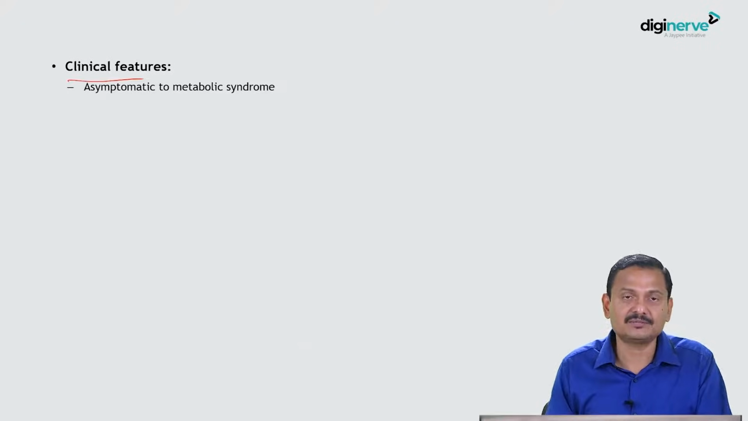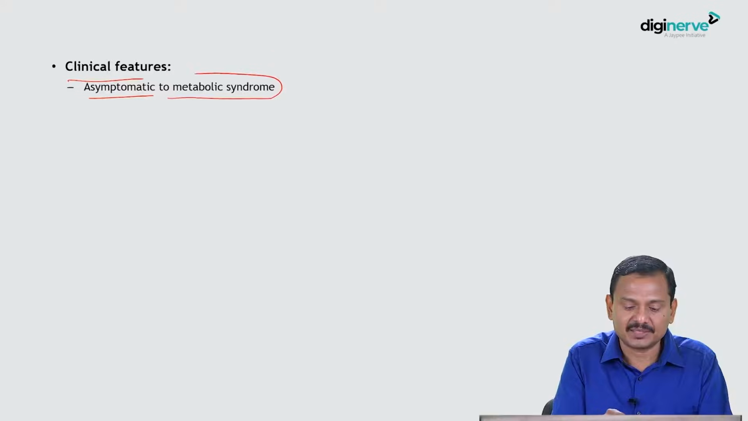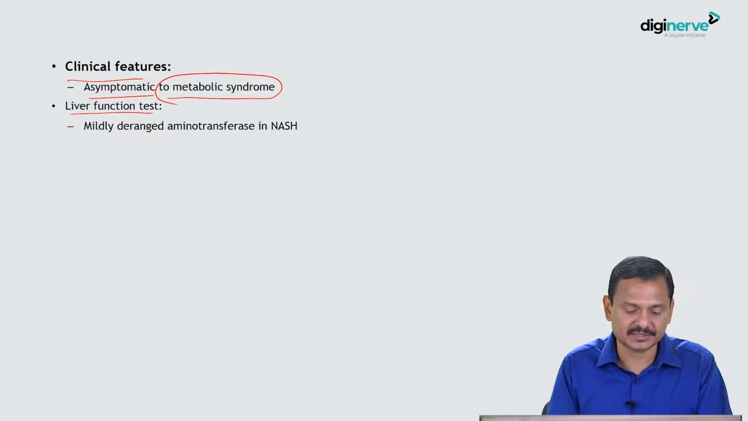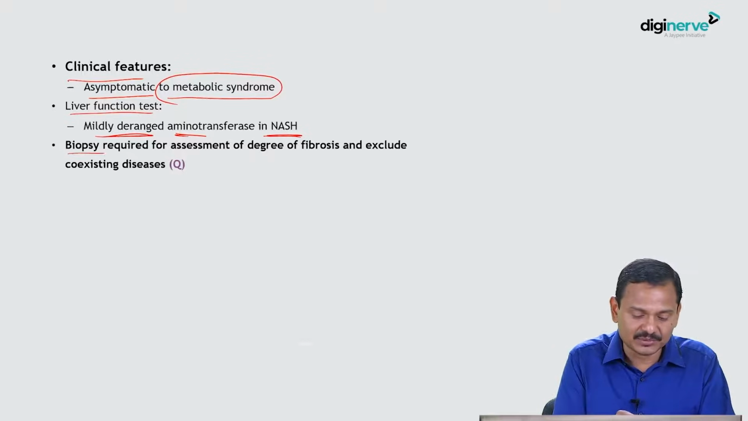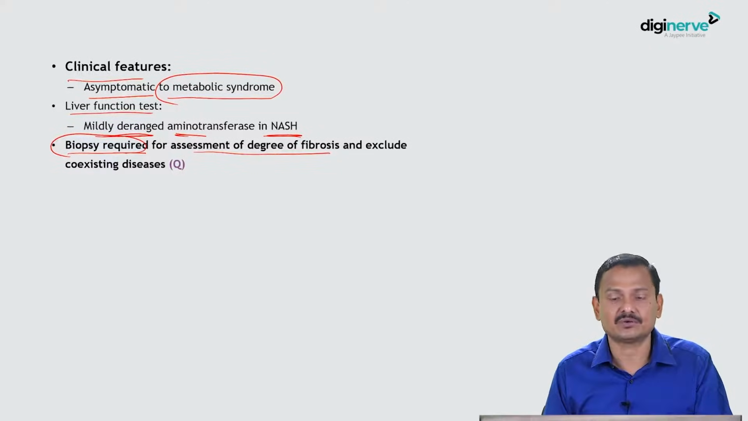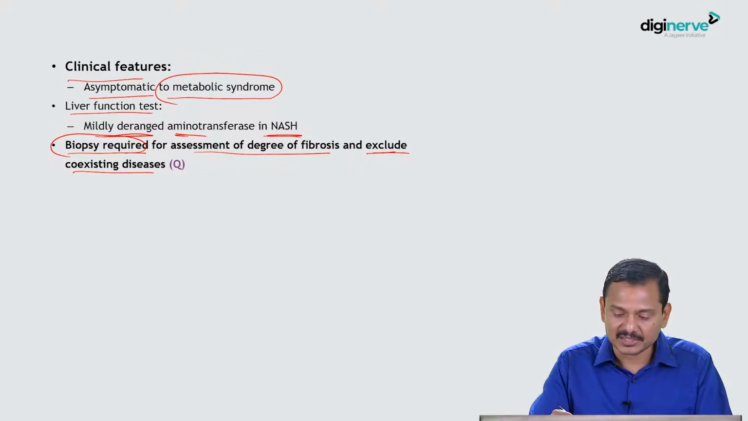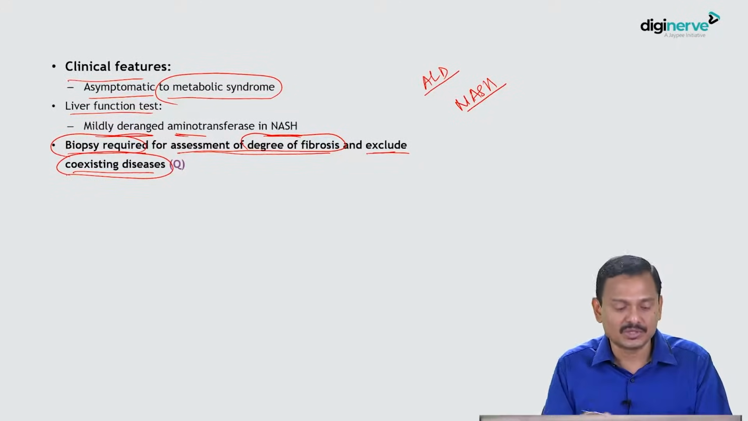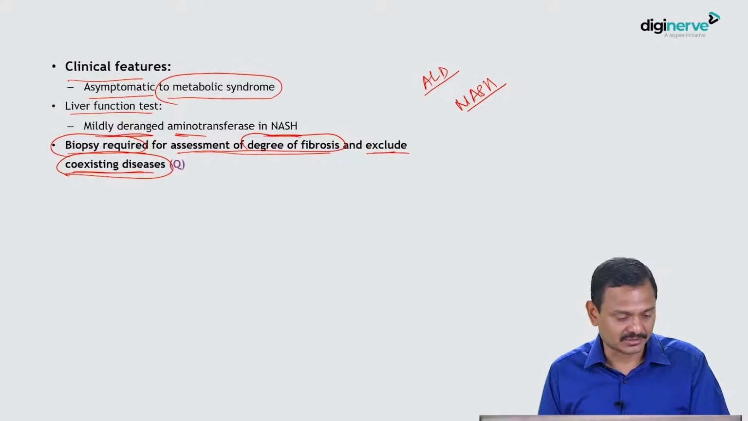So what are the clinical features? Mostly they are asymptomatic, and the manifestation will be in relation to the metabolic syndrome. When we do a liver function test, there will be mildly deranged aminotransferases in case of NASH. And a biopsy is a must, because it is an assessment of the degree of fibrosis as well as to exclude coexisting diseases. Normally, a biopsy is not done in alcoholic liver disease, but when you are suspecting NASH, a biopsy is done in order to assess the degree of fibrosis and to exclude coexisting pathological conditions.